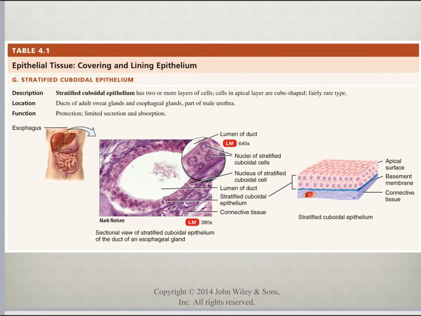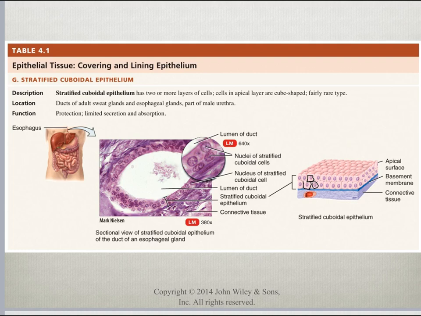Stratified cuboidal epithelium. Now, while we don't technically have this in our lecture, or we don't do this in lab, we are going to introduce this in lecture so we understand that, one, it does exist. Stratified cuboidal does exist, and look at the picture. It is cube on top of cube. We'll find that this is organized in ducts of sweat glands and parts of glands in the esophagus, as well as parts of the male urethra.